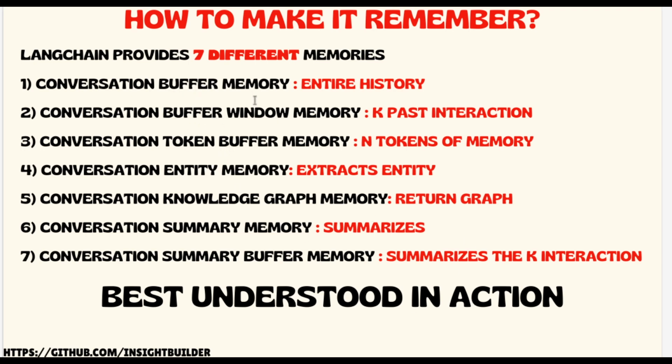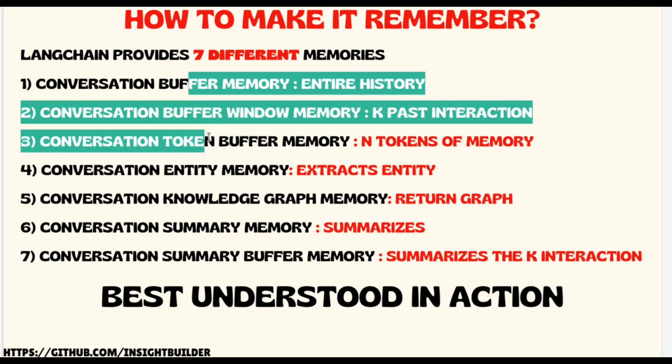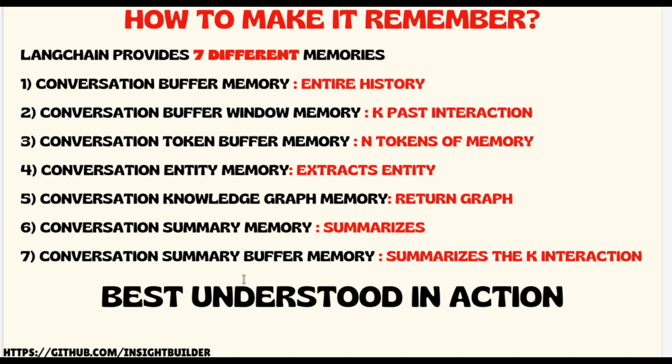buffer memories. Inside the buffer memories, we have the regular memory, and we have window and token buffer memory. These 3 are grouped together. Okay, these are all buffer memories. And you see at the bottom there is summary memory. So these are summarizing memory classes, and in the middle these 2 are different.